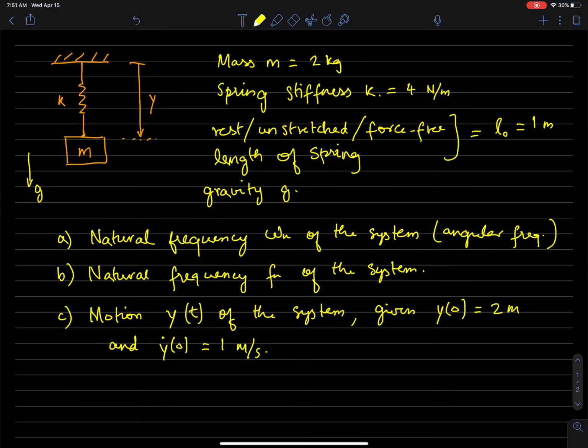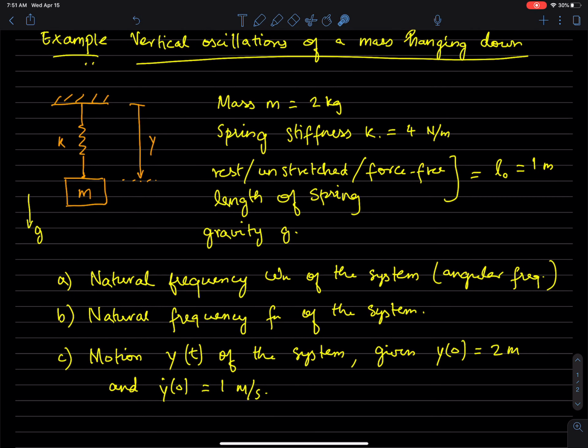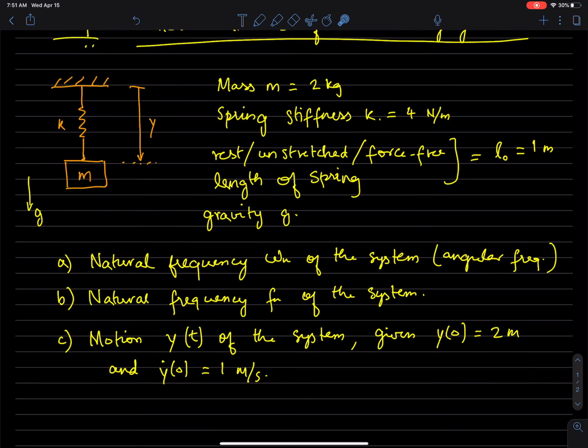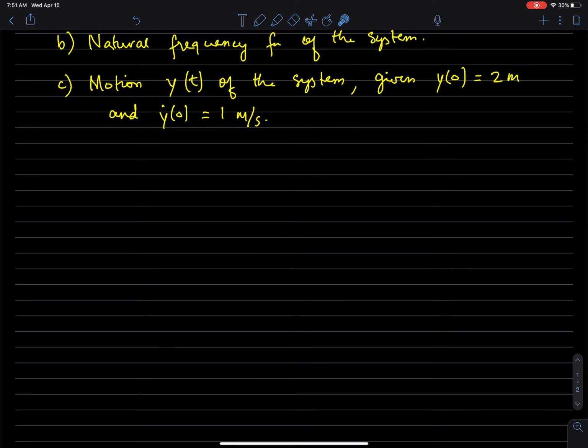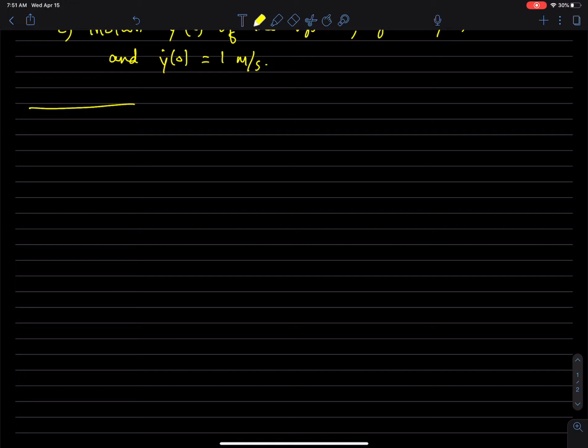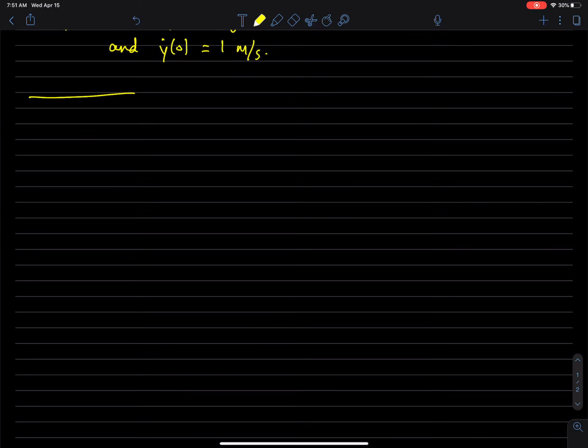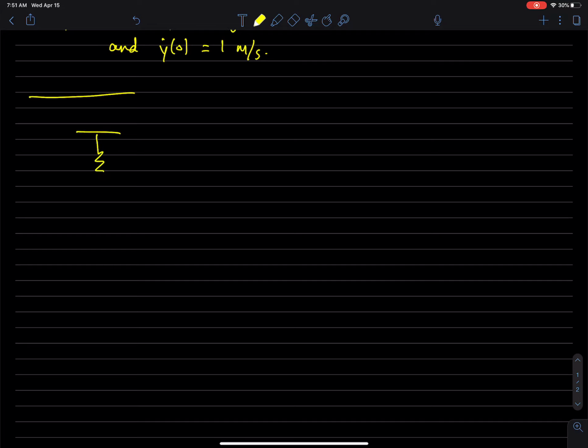so how do we solve this problem? Notice that it's not quite in the exact same configuration as we derived the equations for. So we need to sort of re-derive or re-understand how to solve this problem. So, okay, let's actually derive the equations of motion for this system in terms of y first. So let's draw this again. Okay, and this is y.